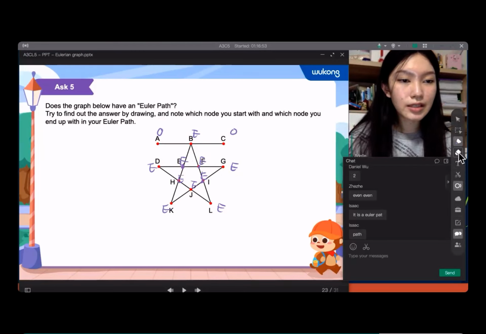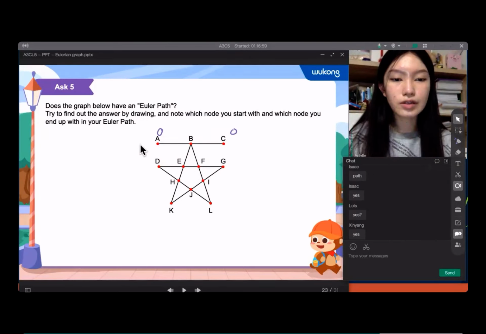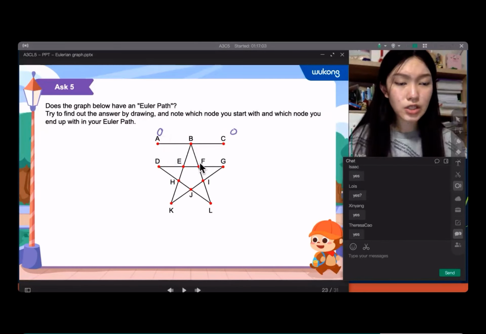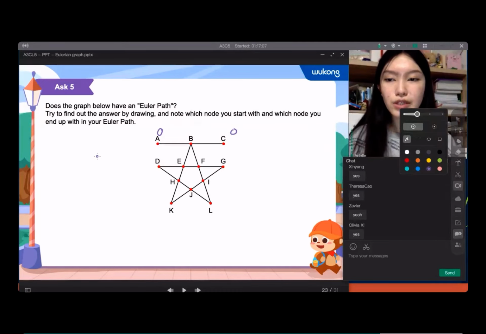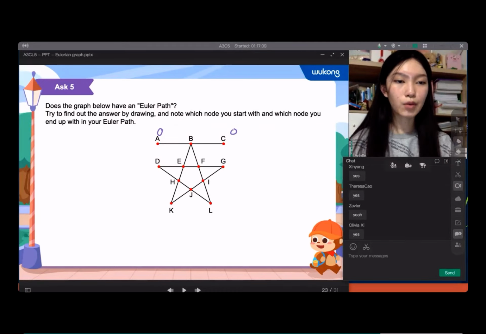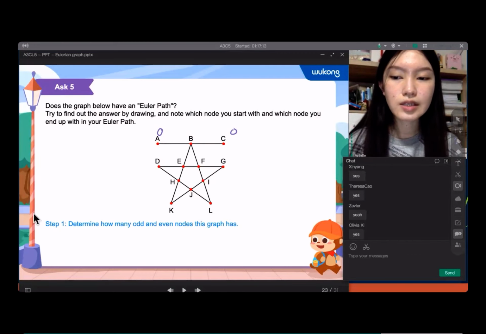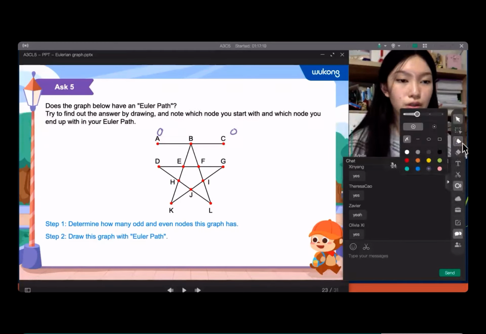Do you guys agree with me? So these two, A and C, are the only odd nodes that we have in the entire graph. Okay, and do you remember what we just mentioned? If there's 2 odd nodes, let's see which one we start with and which one we end up with. So we have done step 1. We determined how many odd and even nodes there are in the entire graph. And now let's draw the Euler path.